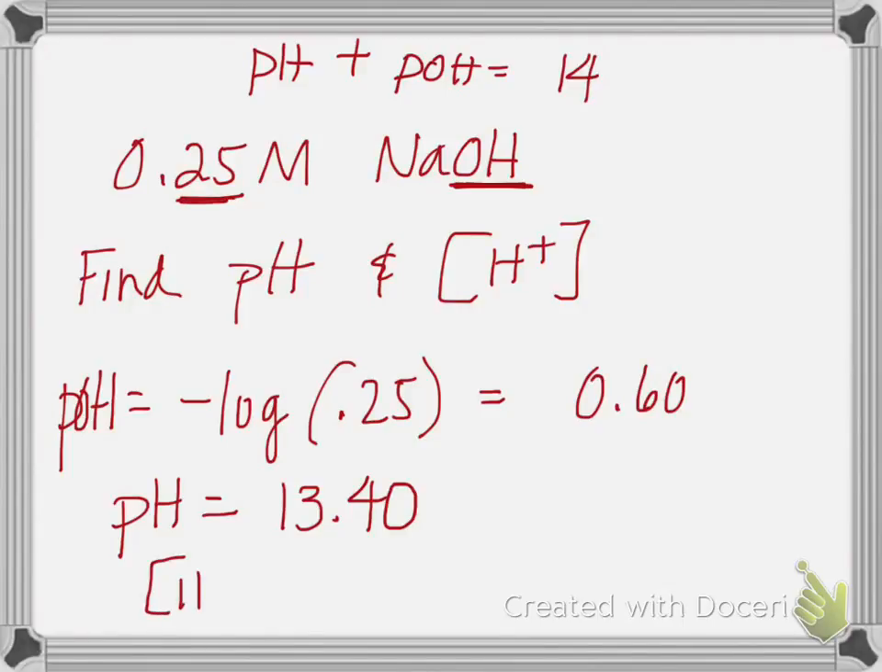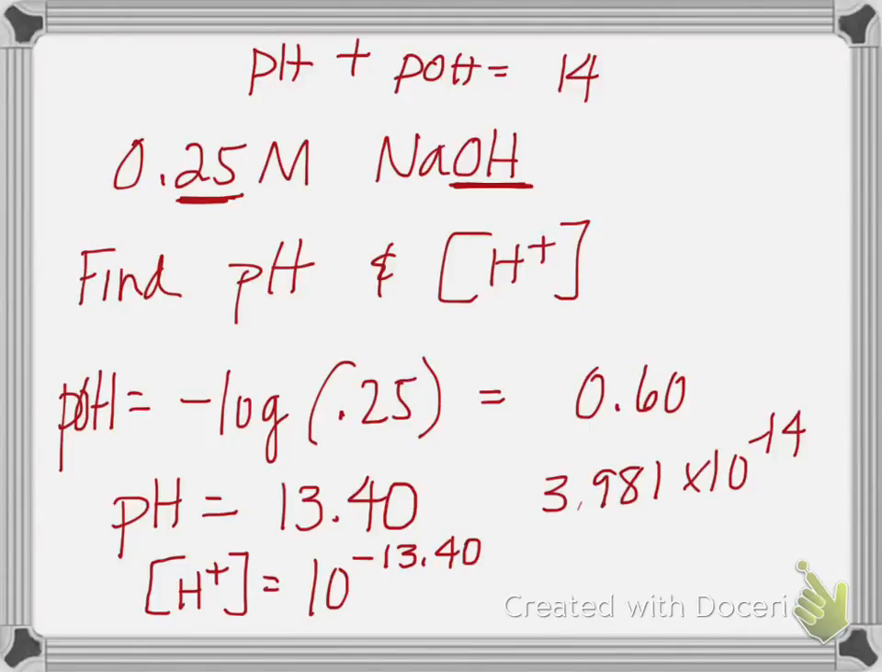And then to find the hydrogen concentration, I would say 10 raised to the negative 13.4. So 10 raised to the negative 13.4. And I would get, needing two significant figures, 3.981 times 10 to the negative 14. So my final concentration with the correct number of sig figs, which is 2, would be 4.0 times 10 to the negative 14 molar. So that's how you would do that if you start with a hydroxide and you need to find pH.